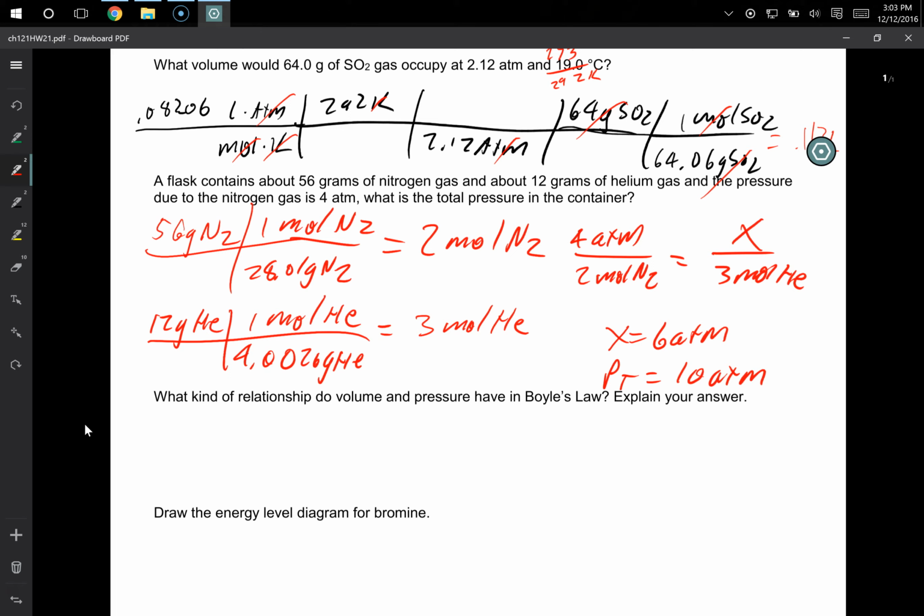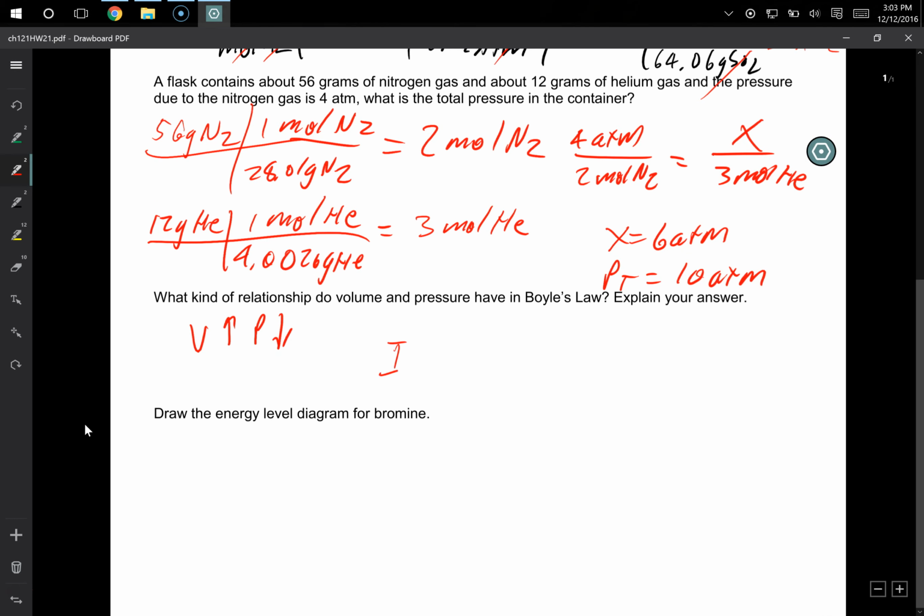What kind of relationship do volume and pressure have in Boyle's law? Volume increases, pressure decreases. Great. What's the name of that relationship? Inverse. Yeah, so whatever one does, the other one has to do the opposite. That's what we mean by inverse.